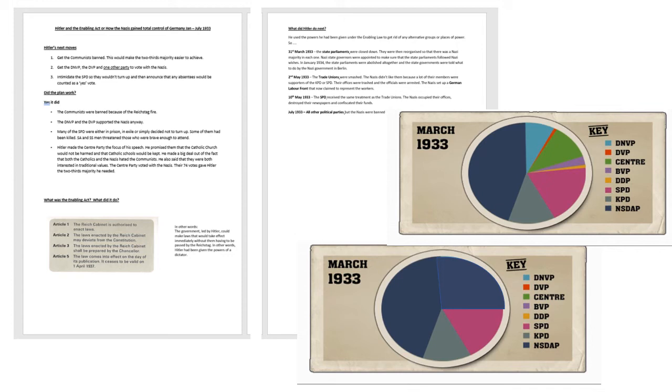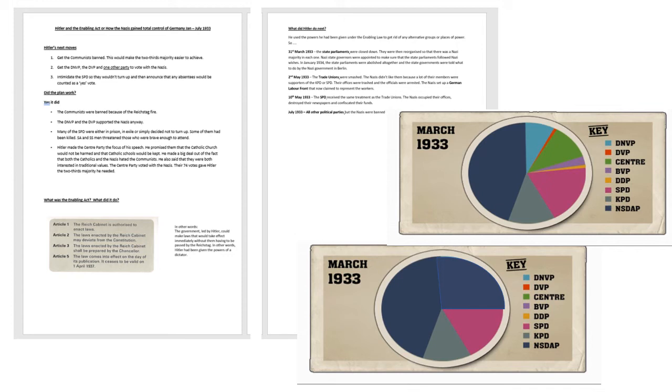He promised them that the Catholic Church, the Centre Party is the party of the Catholic Church, would not be harmed and that Catholic schools would be kept. And he made a big deal out of the fact that both the Catholics and the Nazis hated the communists. He also said that they were both interested in traditional values, the family life, hard work, etc. So the Centre Party voted with the Nazis, and their 74 votes gave Hitler the 2/3 majority he needed.